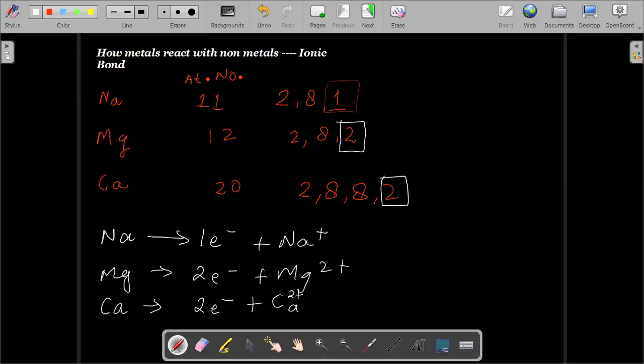Yes, Dhriti, Uriya, Ishar, Shayan, Sharif. Yes, sir. Okay, have you understood how the metals form their ions? Yes, sir. Okay. In a similar way, what happens to the non-metals?